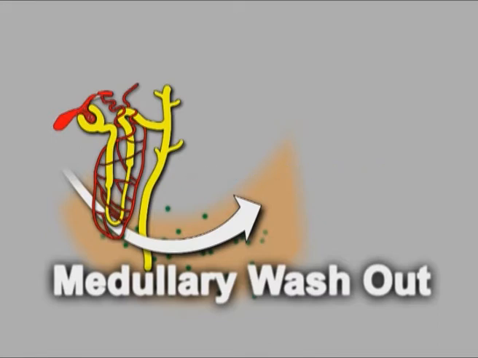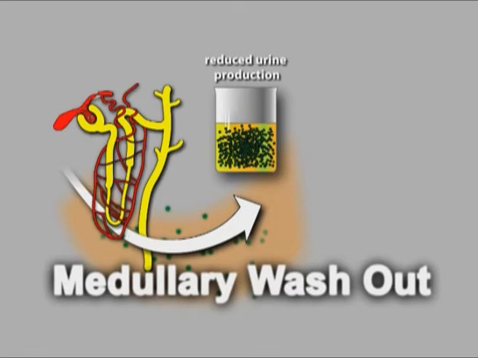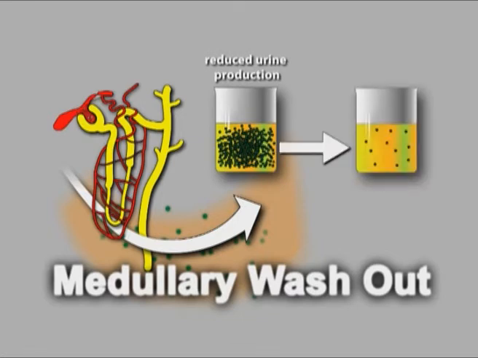During the obstructive phase, not only is the urine production reduced, but the urine that is formed is usually of a weaker concentration.